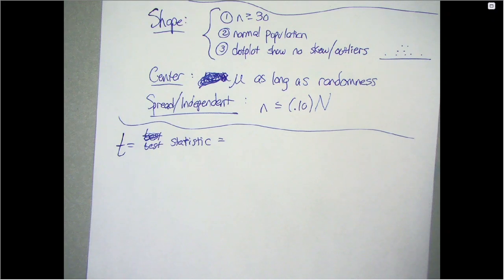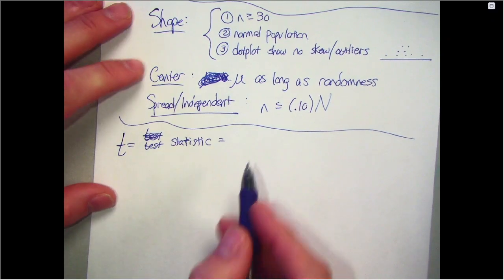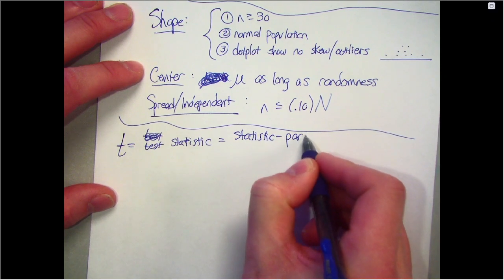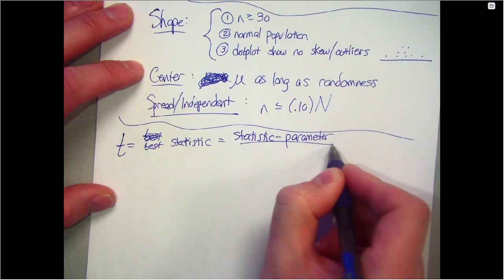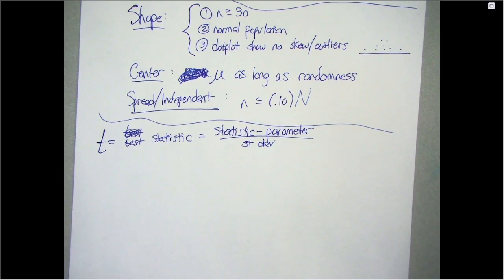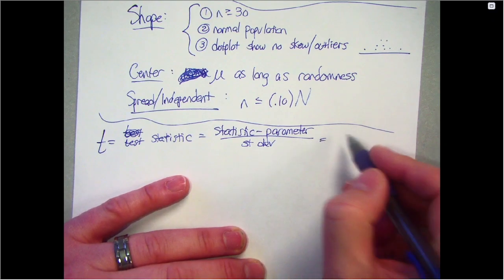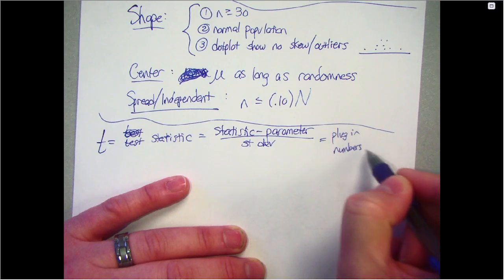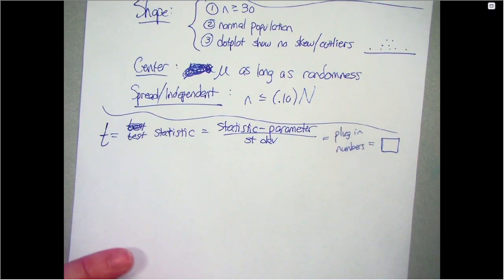But then the fun part happens after, when I give you a problem and I don't tell you if it's means or proportions, and you don't know what unit we're in, and you have to figure that out. It's not that hard. So you're gonna have the statistic minus the parameter over the standard deviation. And then you plug in numbers, and then you'll get your T.